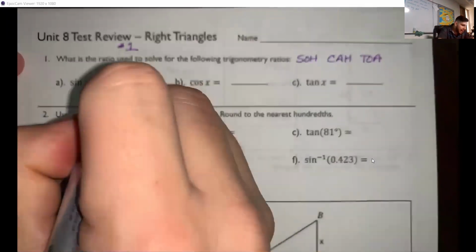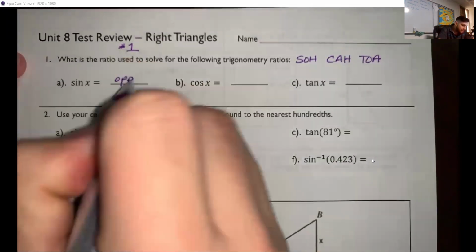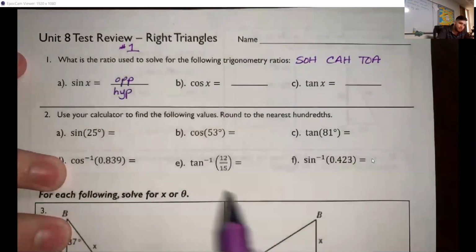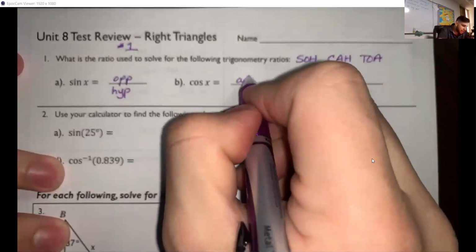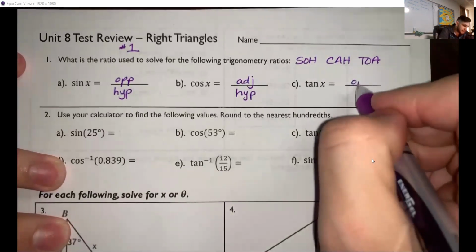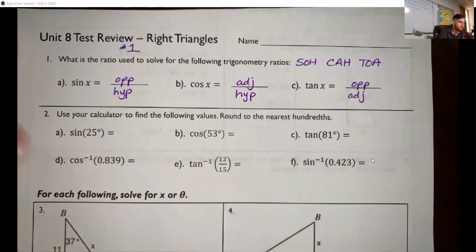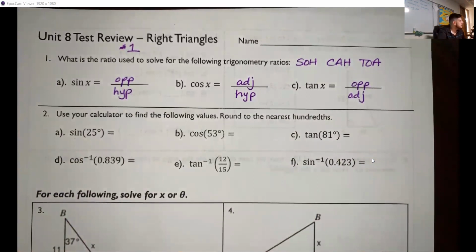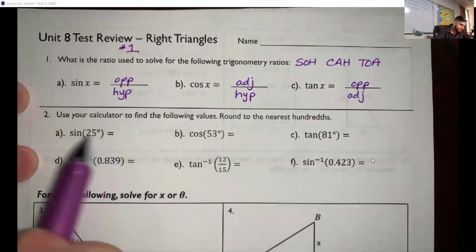You have to remember that sine of x is equal to opposite over hypotenuse. Cosine of x is adjacent over hypotenuse, and tangent of x is opposite over adjacent. All right, there you go. You already just got yourself 5% on the test. Look at that. And all you had to do was remember the phrase and write it down.